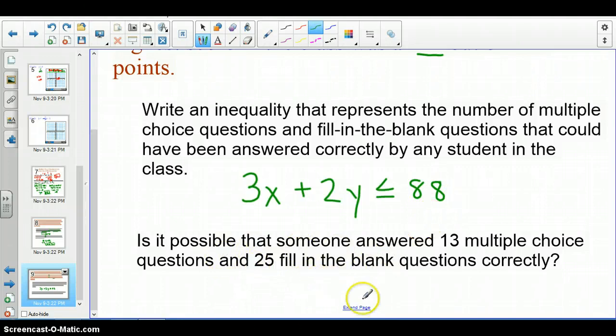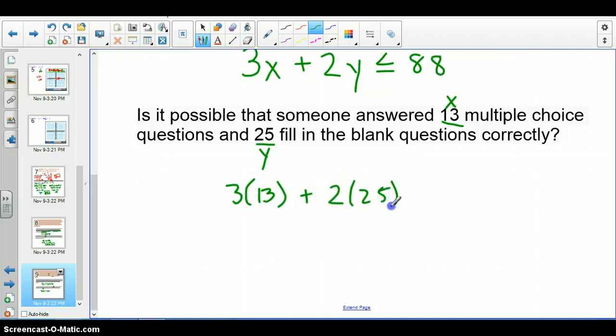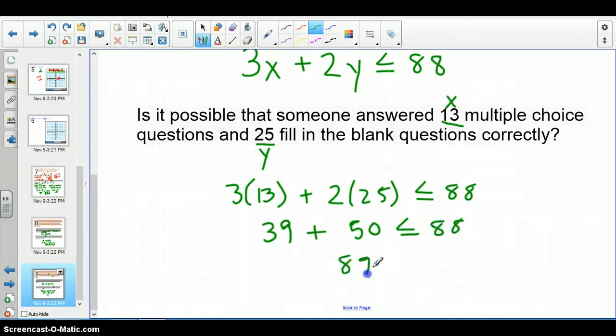Now, is it possible that someone answered 13 multiple choice questions and 25 fill in the blank? So we need to plug those numbers in. Plug that in for X, plug this in for Y. 3 times 13 plus 2 times 25. We want those to be less than or equal to 88 because nobody scored over an 88%. So 3 times 13 is 39 plus 50. So 89 less than 88. So could this have happened? No, it could not have, because our highest score was an 88.